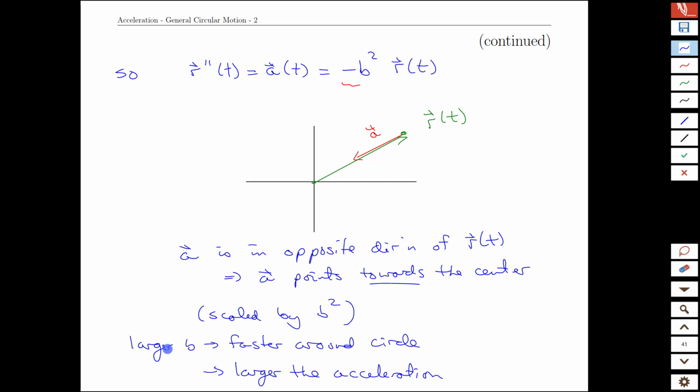So this analysis allows us to look at a very general form of circular motion and derive some of the important properties that you would see in a physics class, but looking at it from a rigorous mathematical perspective.